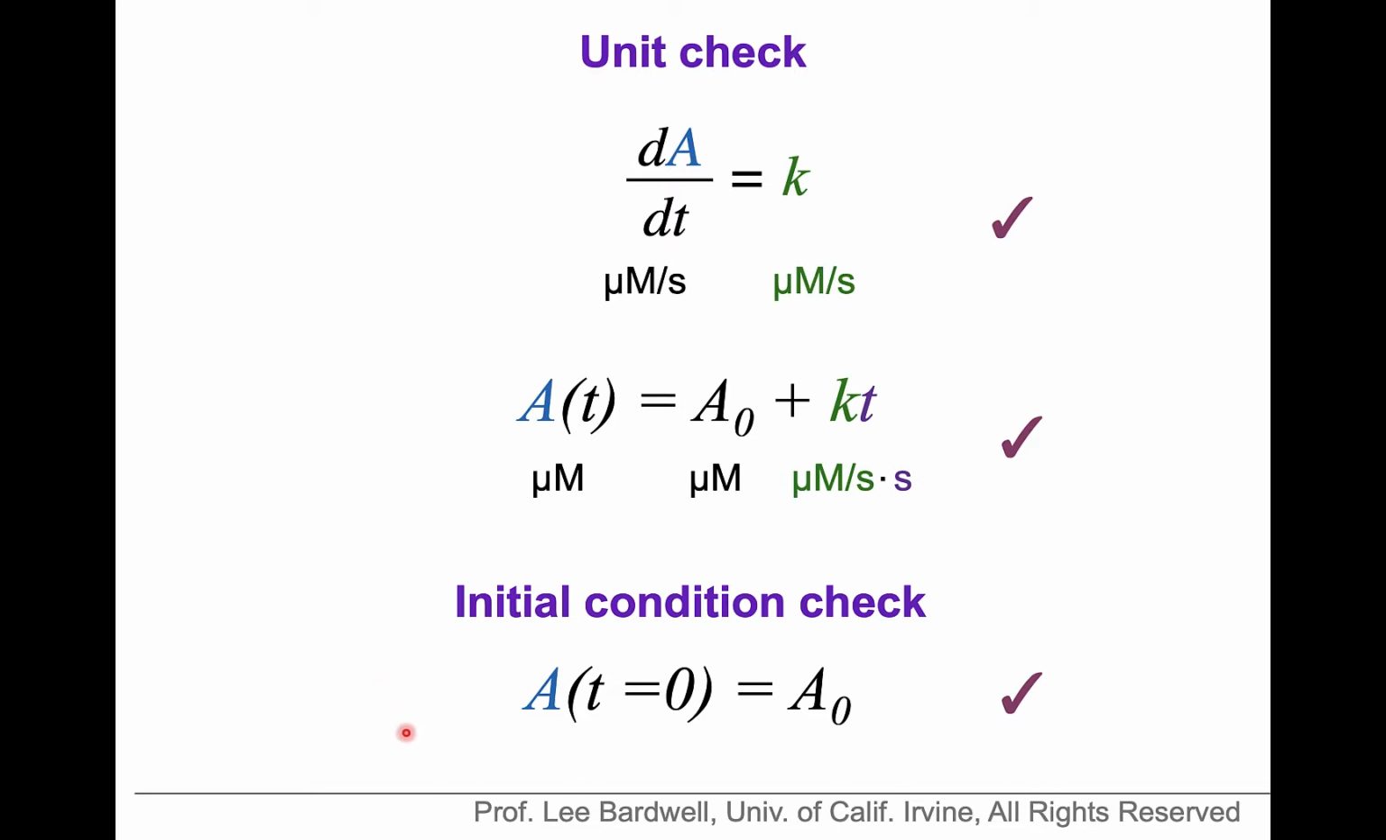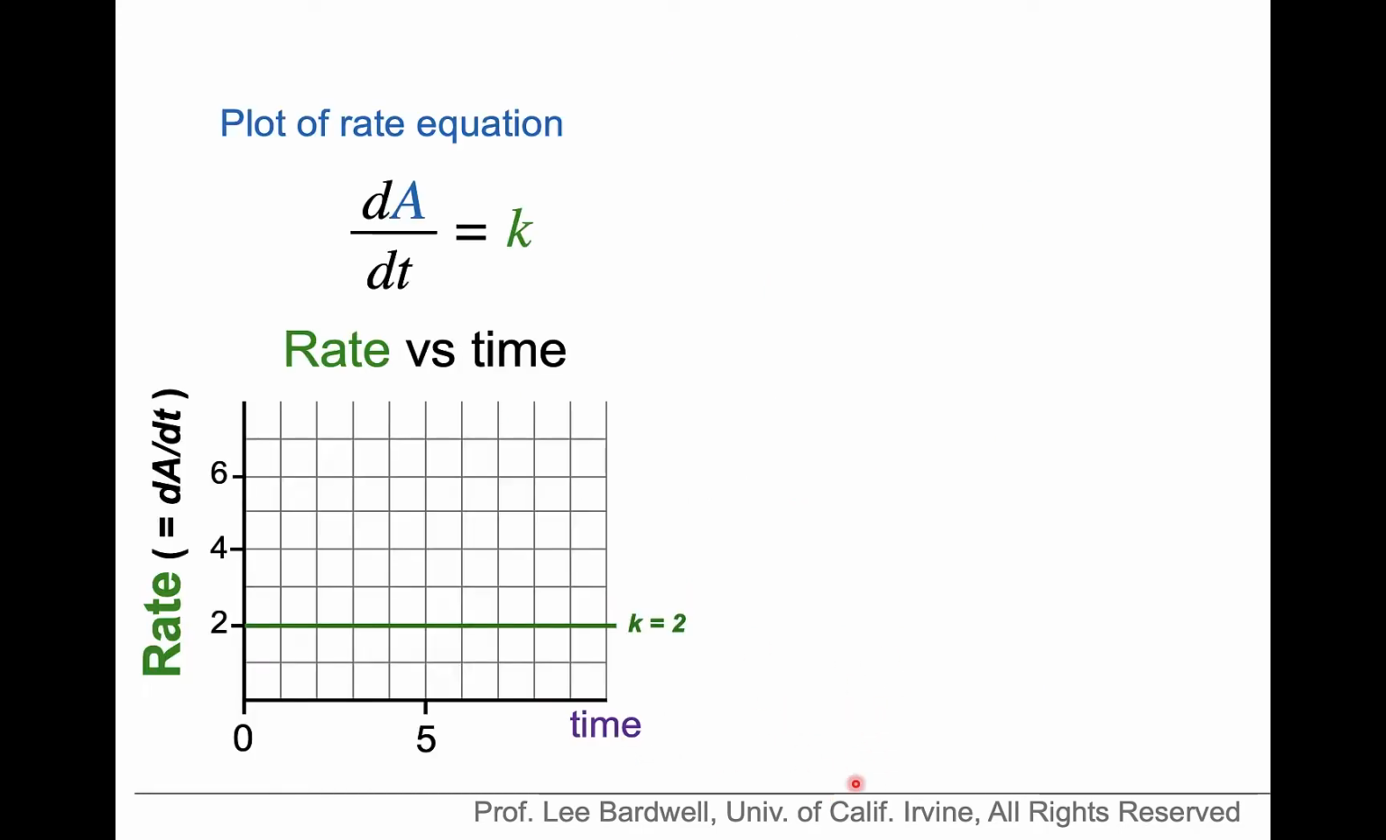And let's look at our initial condition. When t equals 0, then A of t, according to this equation, the second term is just going to go to 0. A of t equals A naught. So at time 0, you have the amount that you started with, which makes complete sense.